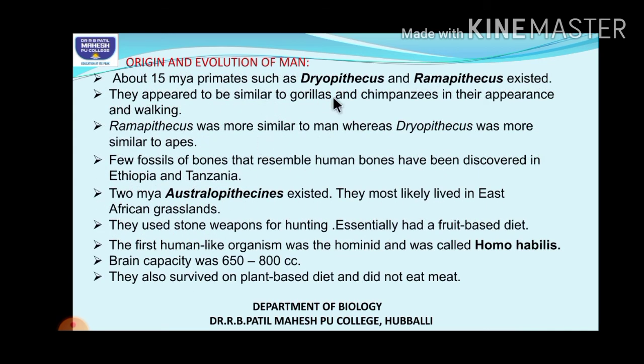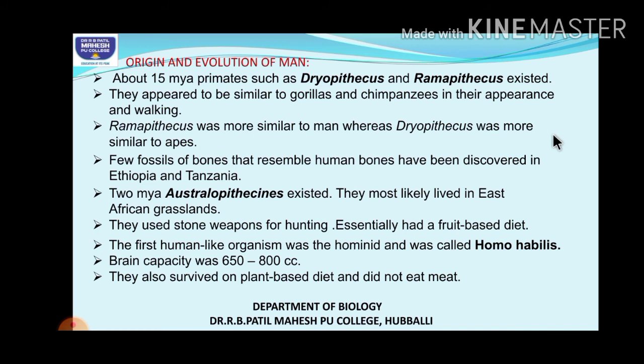Then coming to the origin and evolution of man. According to your NCERT textbook, they have mentioned Dryopithecus and Ramapithecus were the first to exist. Then from there it is the Australopithecus. Then Homo habilis, Homo erectus, right? Then Neanderthal man, then Cro-Magnon, and then Homo sapiens. That is the list they have given.